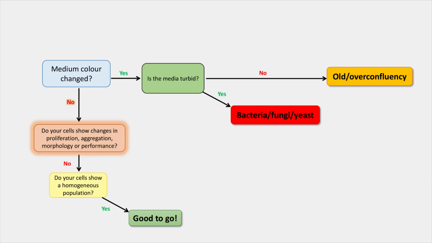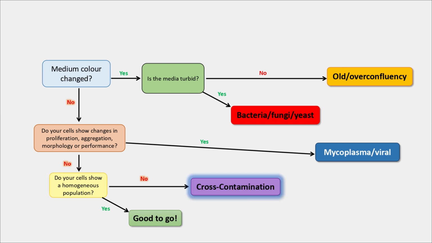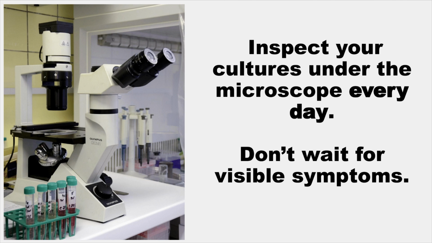No color change, but the cells show unusual morphology, behavior, and performance. That's likely mycoplasma or viral contamination. If the medium looks fine and the cells seem happy, but their shapes aren't consistent, that's a strong sign of cross-contamination. Your microscope is your first line of defense.